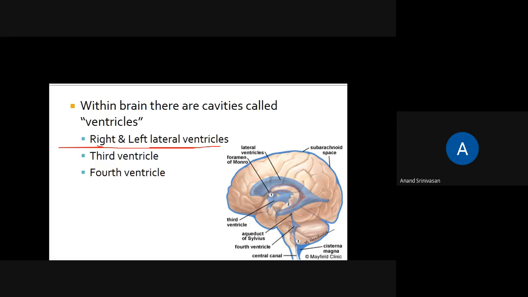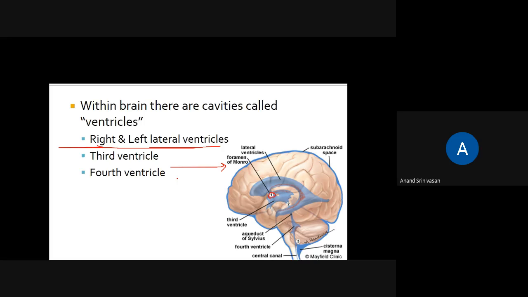Here you can see a C-shaped structure. This is a lateral ventricle present in one cerebral hemisphere. Similarly, there will be a cavity in the other cerebral hemisphere, so both are called lateral ventricles. In the right cerebral hemisphere the right lateral ventricle is there, and in the left one the left lateral ventricle is there. Now these two ventricles join together at this place, which is called the foramen of Monro.